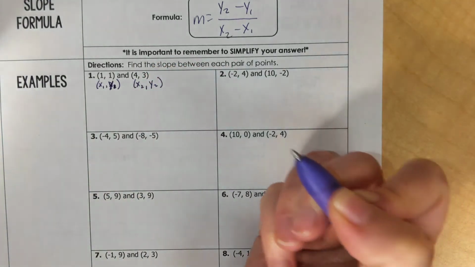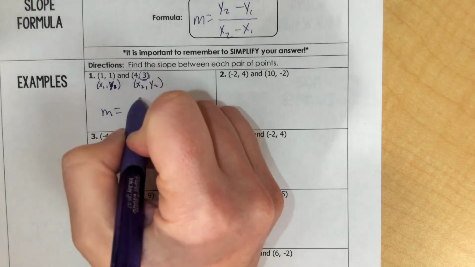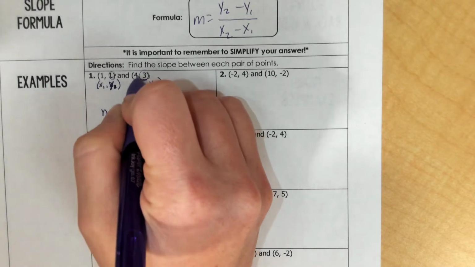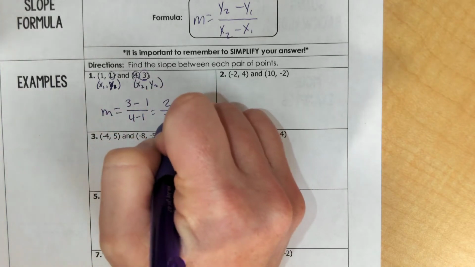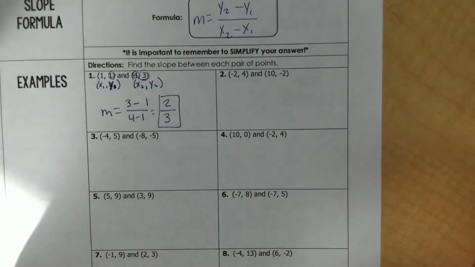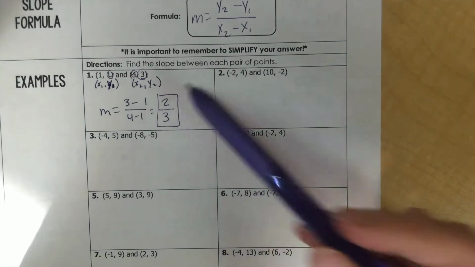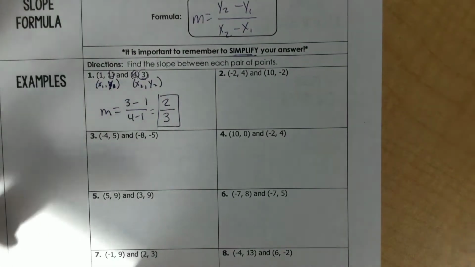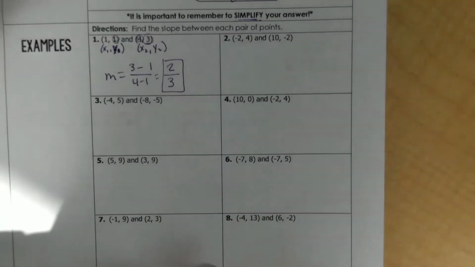Okay, so that means in our formula here, we would do 3, which is our y sub 2, minus 1, divided by 4 minus 1. And so we would simplify 2 over 3, and that's in simplest form. So that's going to be our slope. Now remember that we do always want to simplify our answer. We want to bring it down to its simplest form as a fraction.